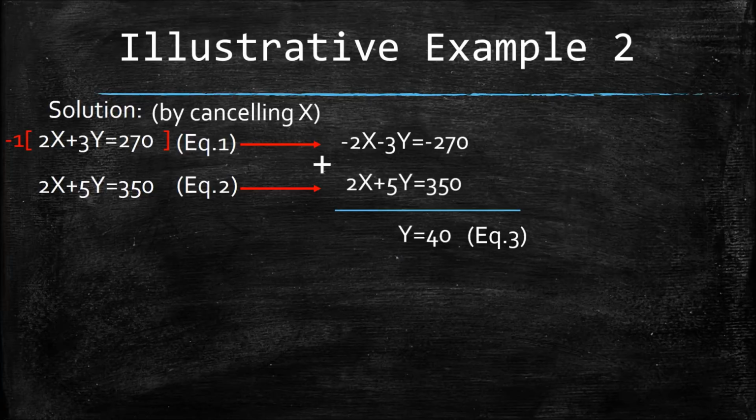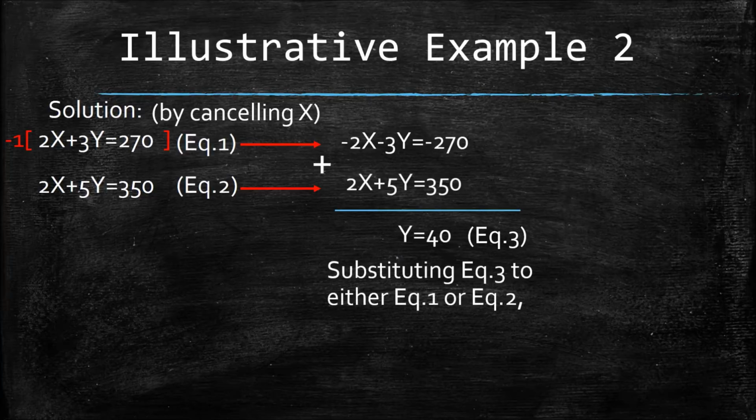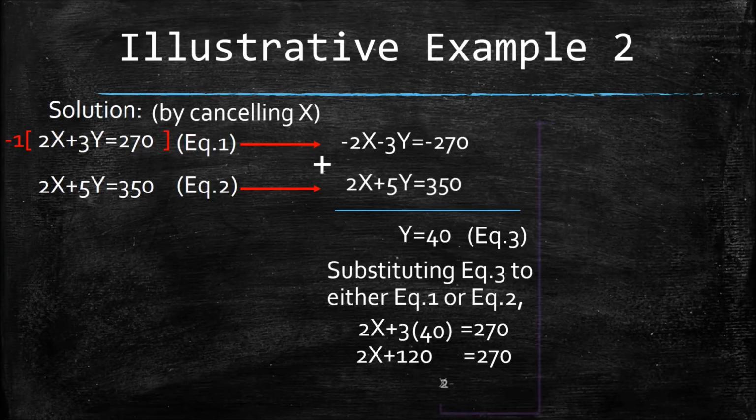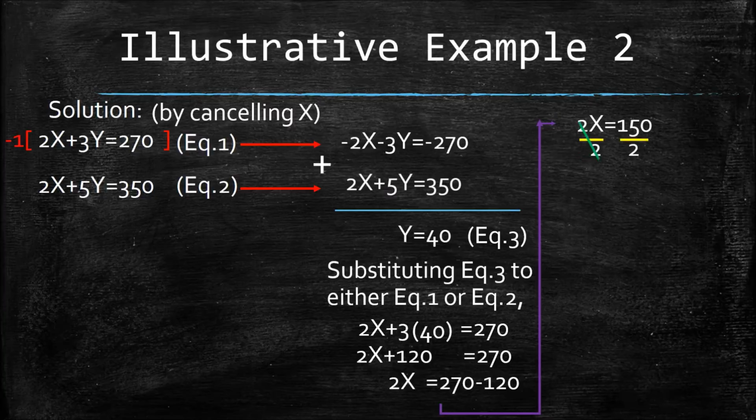y therefore is 40. Substituting it to either equation 1 or equation 2, let's say equation 1, 2x plus 3y is equal to 270, and we know that y is equal to 40. So we can write that as 2x plus 3 times 40 is 270. 2x then plus 120 is equal to 270. 2x is equal to 270 minus 120. 2x is equal to 150. Let's divide both sides by 2. x therefore is 75.